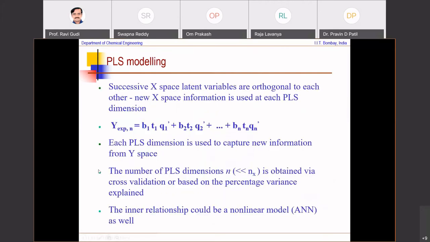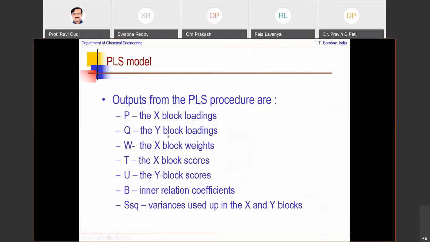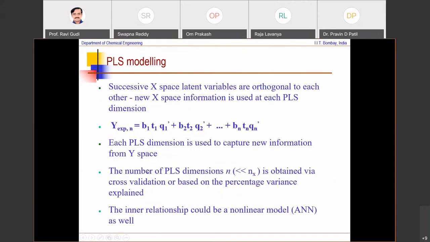So what I'll do is I will just quickly show you what is the PLS procedure, basically the X block loadings, Y block loadings, the W, the weights, and the X block scores and the Y block scores. B is the inner relationship. And so we can use this to basically explain Y in terms of the X's, but actually the scores of X's. Okay, and generally the inner relationship, as I said, could be a nonlinear model as well.